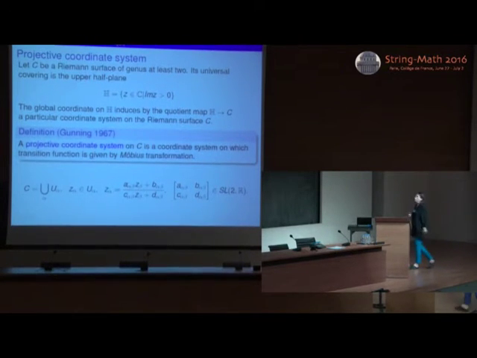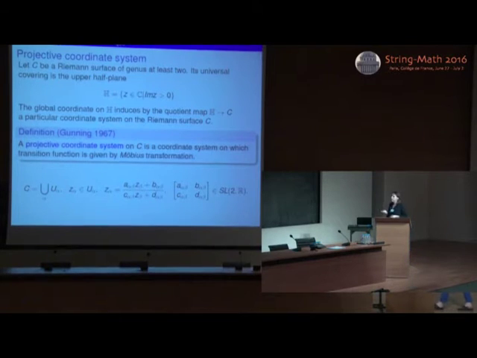So from now on, in order to discuss Gaiotto's conjecture, we will look at Higgs fields with holomorphic Higgs fields. This forces the Riemann surface to have genus at least 2, and its universal cover is the upper half plane. This has a global coordinate upstairs, and the quotient map will induce a global coordinate on C. So this is a definition of Gunning in 67.